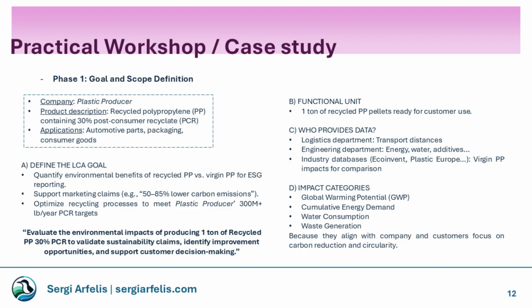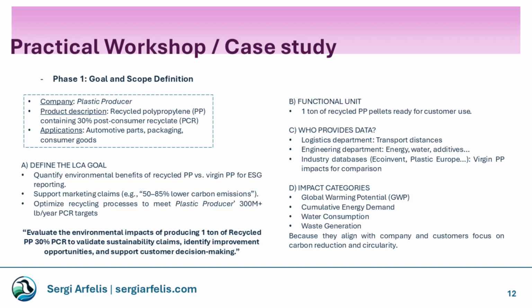On this slide, we define the goal of our LCA, to evaluate the environmental impacts of producing 1 ton of recycled polypropylene with 30% post-consumer recycled content. The purpose is to validate sustainability claims, identify opportunities for improvement, and support customer decision-making. We also define the functional unit, which is 1 ton of recycled polypropylene pellets ready for use. This will be the basis for all our calculations.